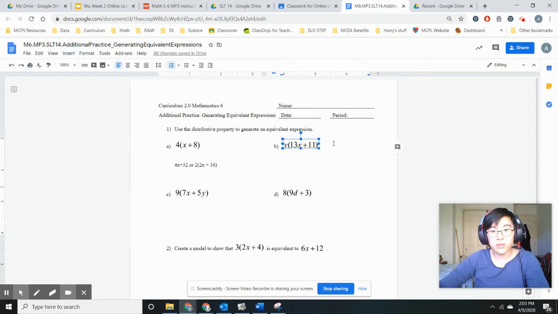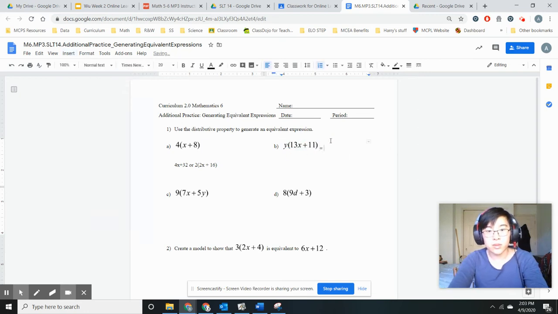Or you can just go up here. Equals 13xy, because y times x is x times y, so it's just like that, plus 11y. And these are both prime numbers, so I think this is the only answer for this one.